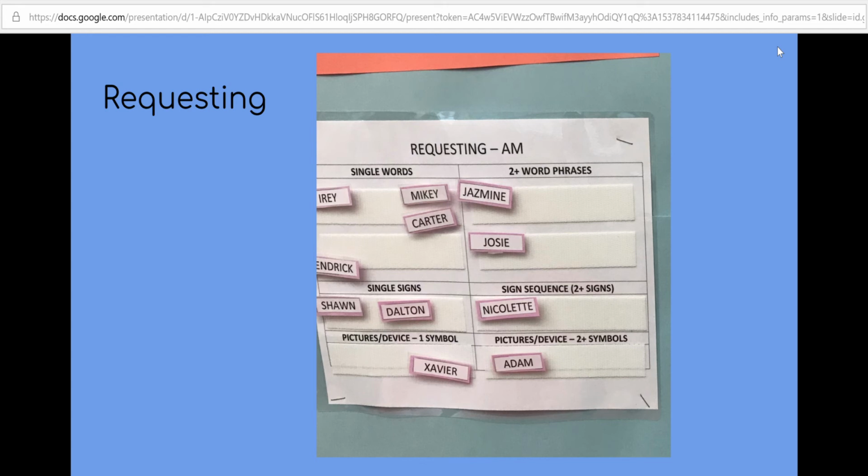So we have students working on the single word request, 2-word phrases, single signs, sign sequences, and then single or sequenced pictures in a device or picture communication. And as you can see, these are on Velcro, so you can very easily move these from one spot to another as their communication skills increase over time.